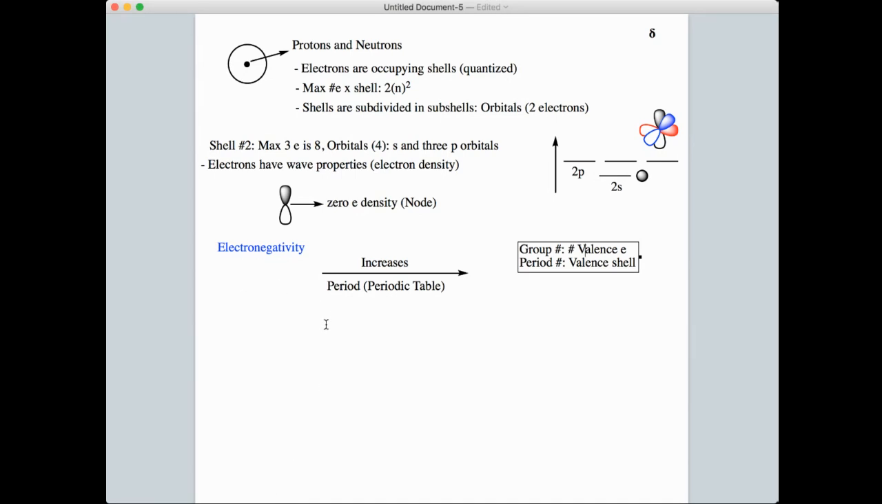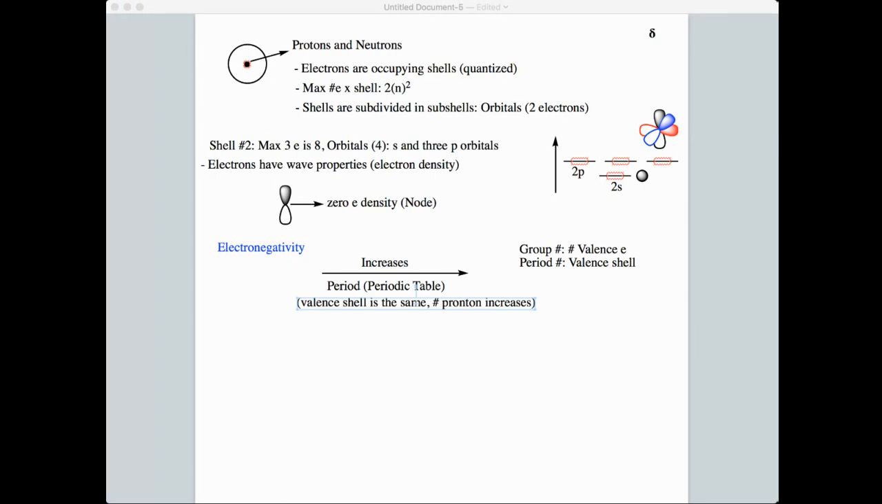So from left to right, the valence shell is the same, and the number of protons increases. Therefore, if the valence shell is the same and the number of protons is increasing, the attraction between the positive charge on the nucleus and the outermost shell electrons, in this case the valence electrons, will be stronger because there are more protons and more electrons.